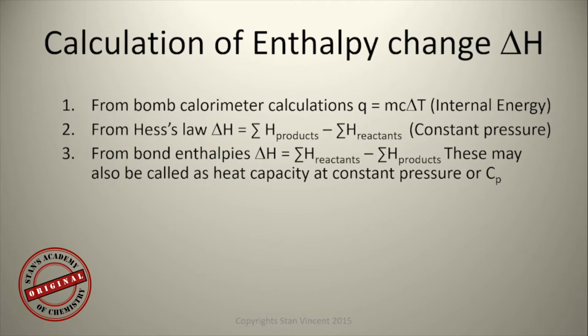These may also be called heat capacity at constant pressure, or enthalpy change for the reaction using bond energies. So, three methods to determine enthalpy changes. We have already done the first method, calorimetric calculation. We are now at the second point, where we use Hess's law to determine the molar enthalpies or heats of formation, as the case may be.